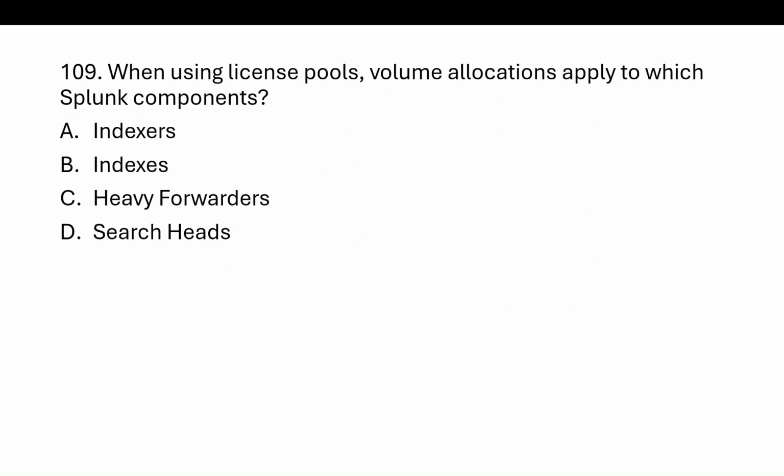Question number 109. When using license pool, volume allocations apply to which Splunk component? Option A, indexers. Option B, indexes. Option C, heavy forwarders. Option D, search heads. And the answer is option A, indexers.